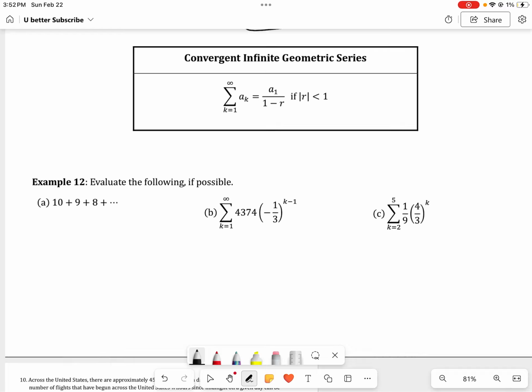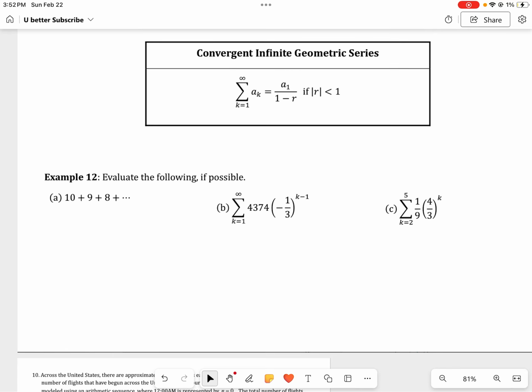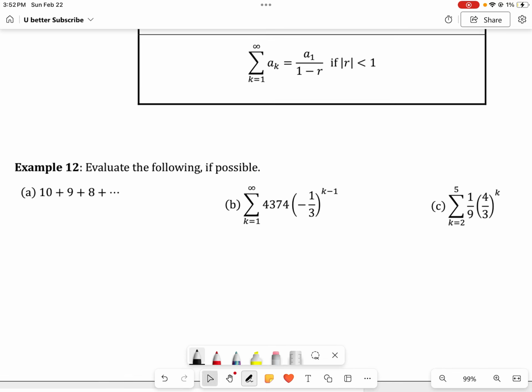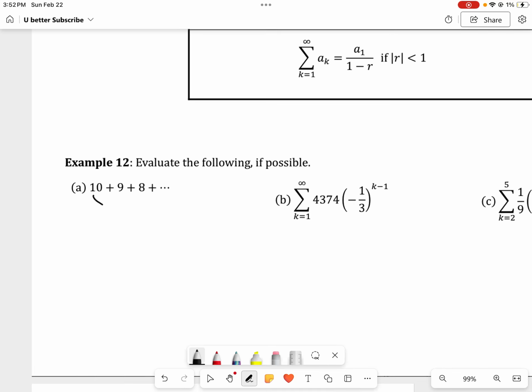And if we have a geometric sequence, it only converges if the absolute value of the r value is less than 1. Then you know that they converge, and you'll be able to solve them a different way, but that's not going to be tested, so there's no point in doing it. So let's see this one. This is just 10 plus 9 plus 8. That's obviously an arithmetic sequence. You're decreasing by 1 every single time. So we can just simply write diverges because it's an arithmetic sequence.